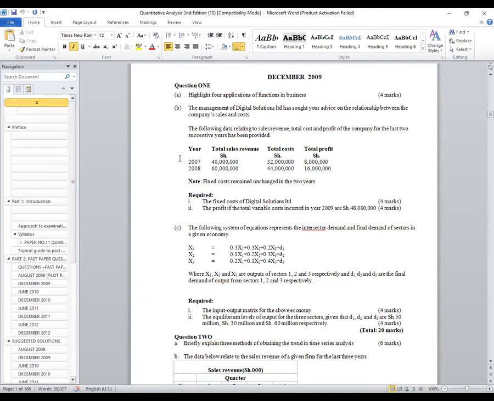Can somebody try to substitute here for me? What do we have at the end of the day? Equation number 1 using 2007. What do we have, somebody? Just try your best. Even if you don't get it right, so what? Just try your best.